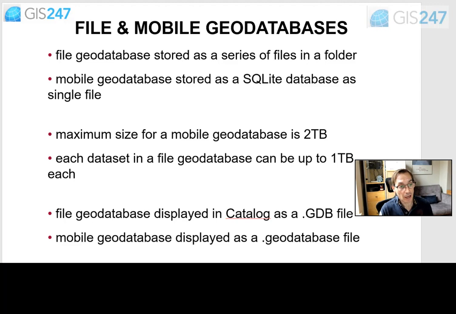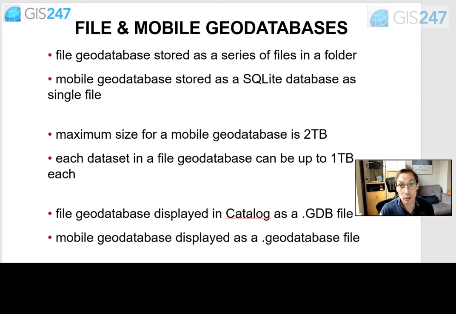So you can have a layer of roads, for example, that's a terabyte. You can have a layer of railways, which is also a terabyte. So the total size of the file geodatabase can end up being a lot bigger than the 2 terabyte limit that a mobile geodatabase has.